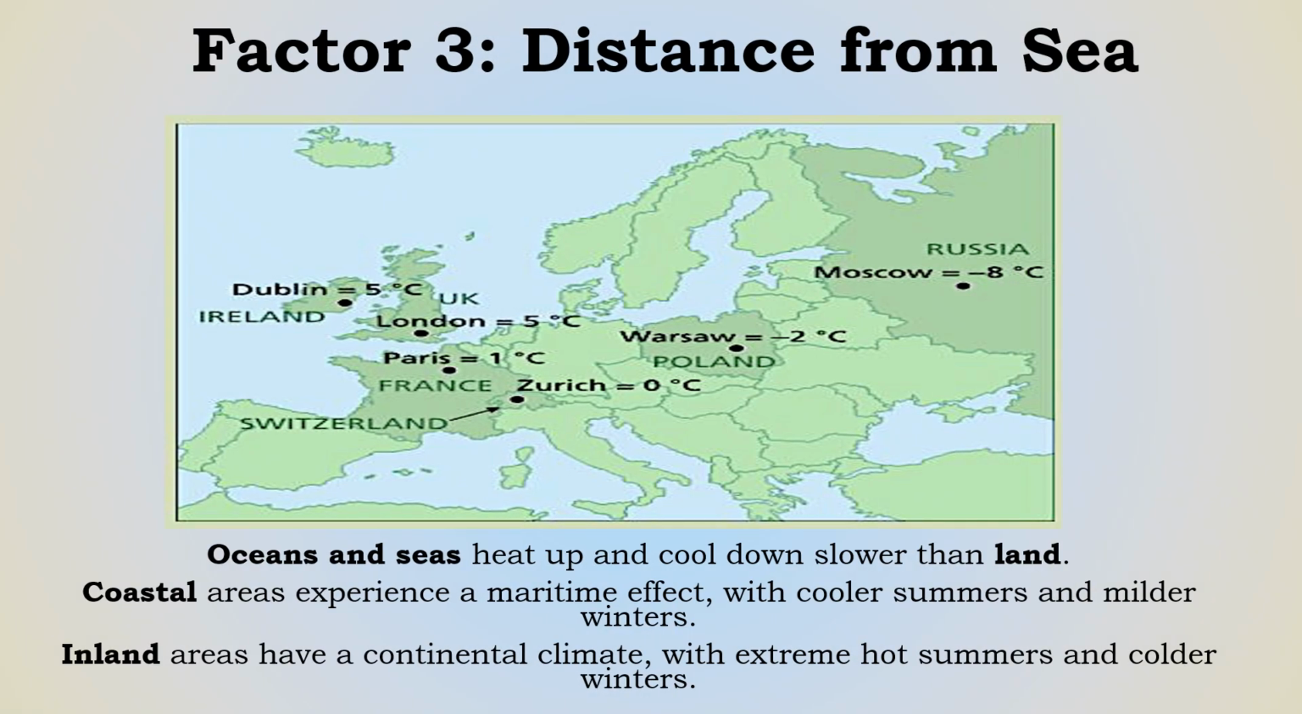Oceans and seas heat up and cool down slower than land. Coastal areas experience a maritime effect with cooler summers and milder winters. Inland areas have a continental climate with extremely hot summers and colder winters.